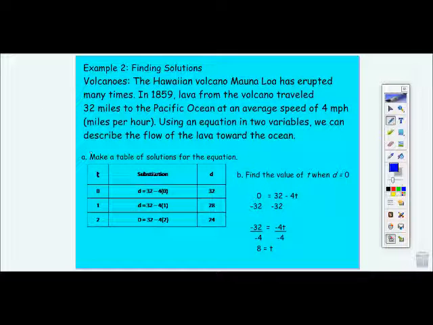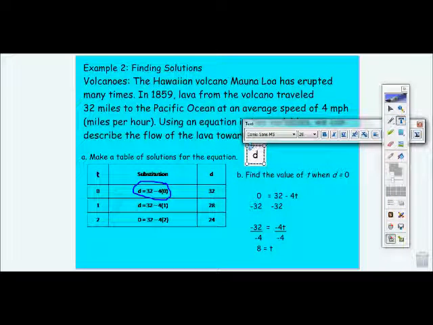So first of all, I'm going to make my equation. My equation is right here in the center. And my equation is going to be that D is equal to 32 minus 4t. Sorry, I already did some substitution in here. So let me write that equation here real quick for you. D is equal to 32 minus 4t. Okay, that is our equation.